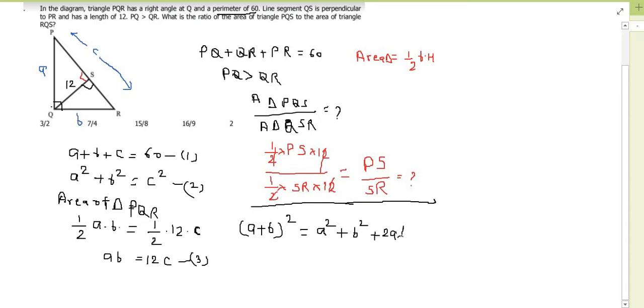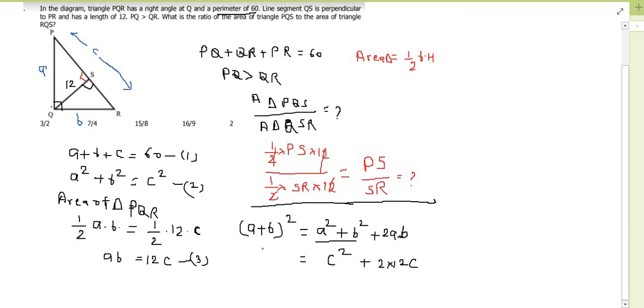Now, why don't we substitute everything in terms of c? Can we do that? Of course. See, a square plus b square from equation 2, you can write it as c square. Plus, now if you look at equation 3, can you write ab as 12c? So that will be 2 into 12c, which is 24c.